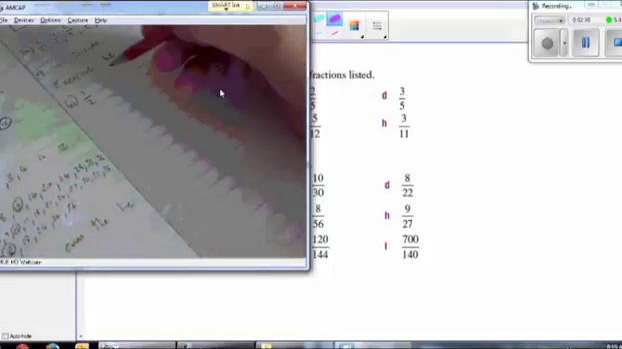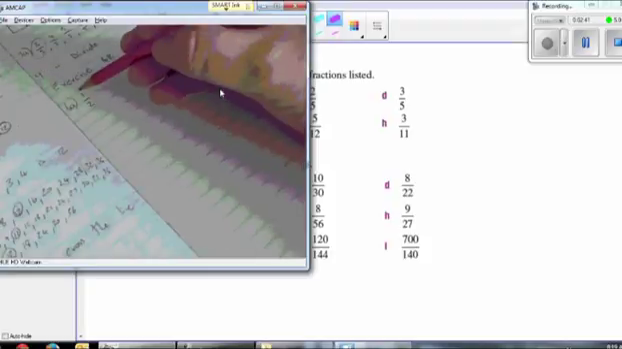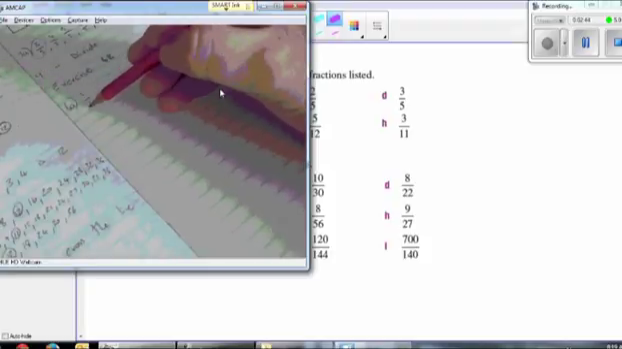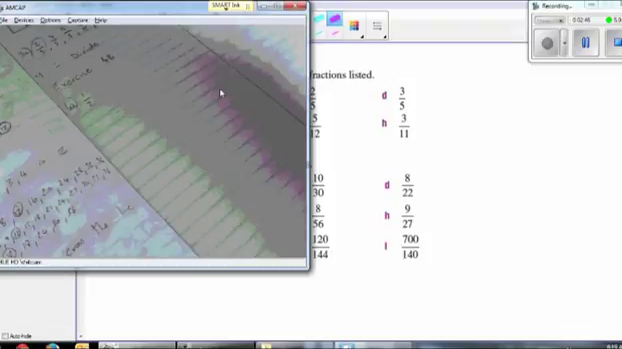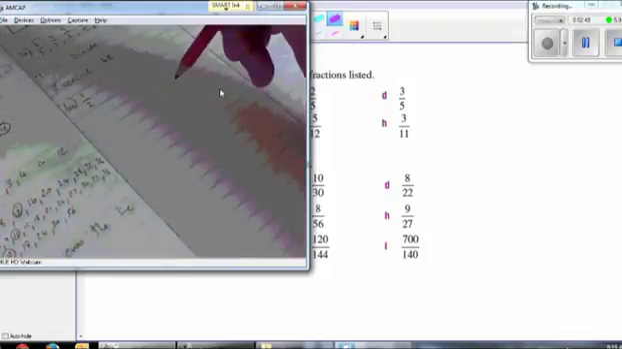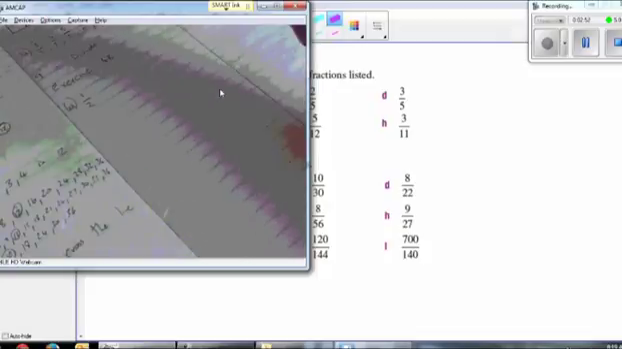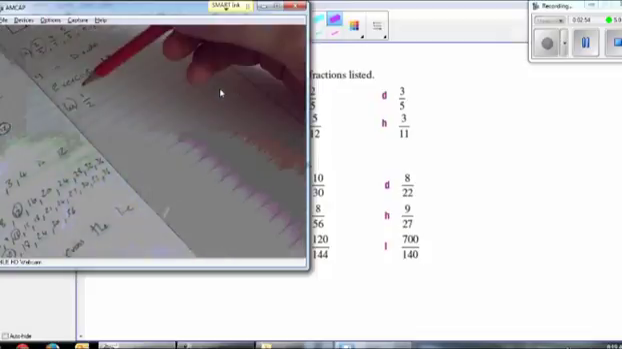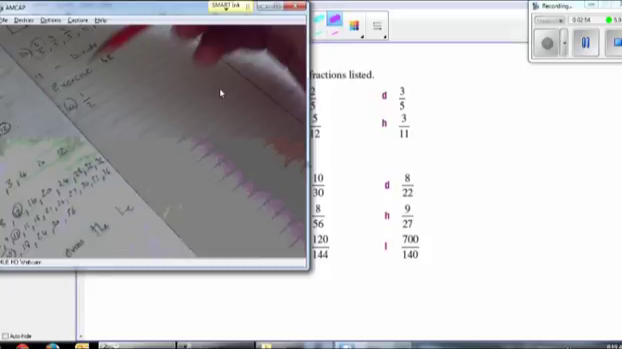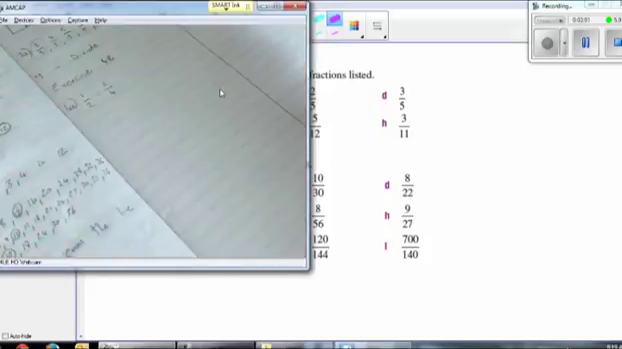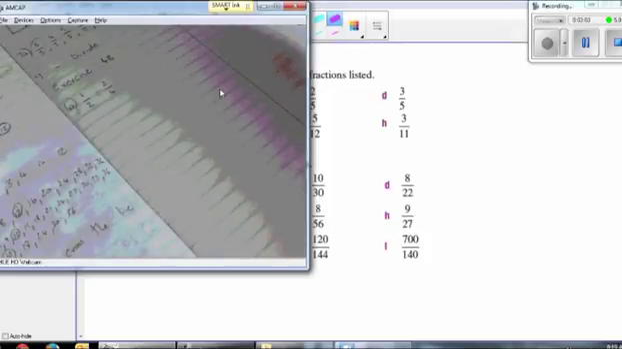All I'm going to do to start off with, I'm going to multiply my numerator and my denominator by a whole number. The easiest whole number that I can think of is 1. But if I multiply them by 1, nothing happens. So I'm going to multiply them by 2. So 1 times 2 is 2, and 2 times 2 is 4. And all of a sudden I've got an equivalent fraction.